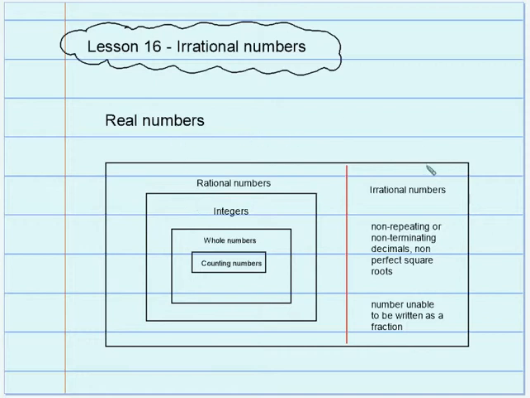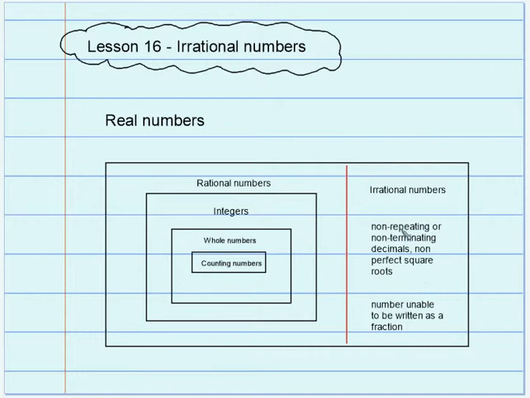Well, now we're going to talk about irrational numbers. So those are everything that rational numbers are not. They are non-repeating or non-terminating decimals. They are non-perfect square roots. And we just talked about square roots in lesson 15. It's also a number that is unable to be written as a fraction. Okay, so non-perfect square roots is where we're going to focus today.